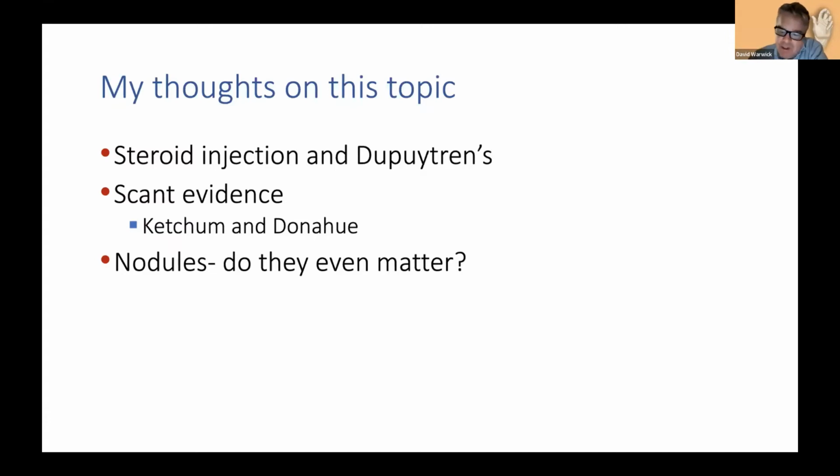But there is some evidence that steroids, in a way, in a pathfinding way, can be injected into Dupuytren's to try and influence the cellular mechanism of the disease. That's one of my thoughts.